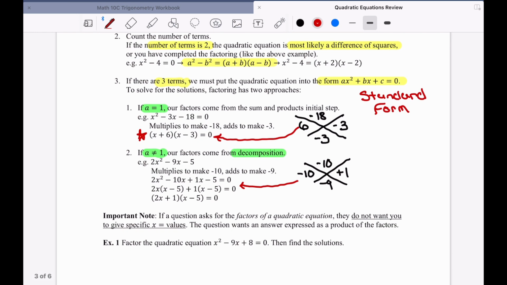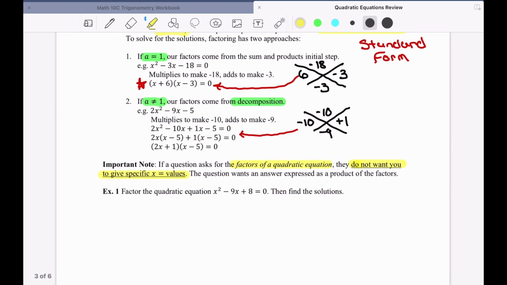Now, just an important note, this refers back to what I just said where a is equal to 1, or the first step there. I said, if the question asks for the factors of a quadratic equation, they do not want you to give specific x values. So that's a very common mistake where students will give the x values, which, yes, that's technically right, but when they say factors, they want you to leave it as a set of brackets. So similar to above here, if I left it as the factors, it's x plus 6, x minus 3 equals 0. That's our leaving it as a factor.